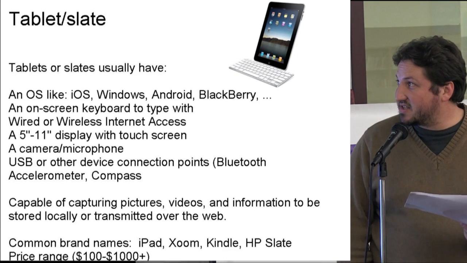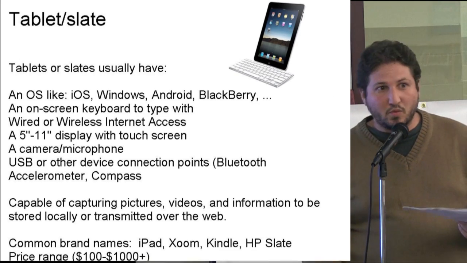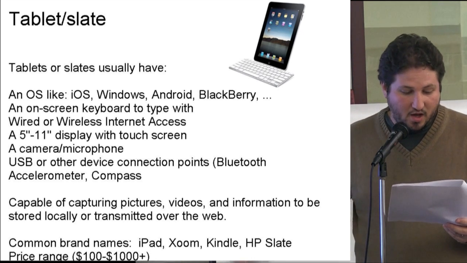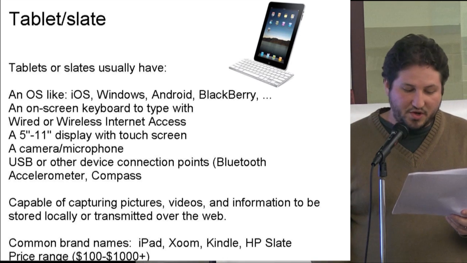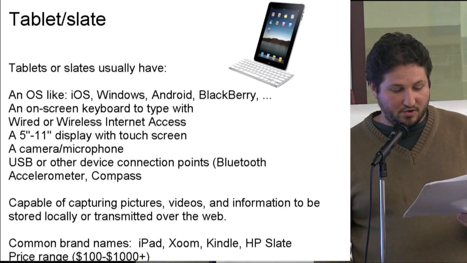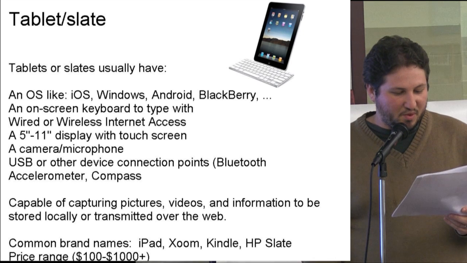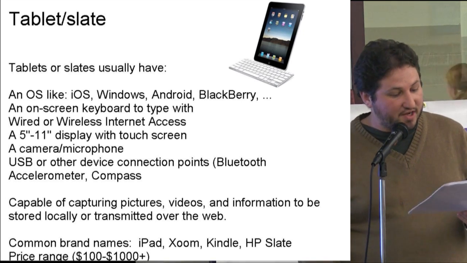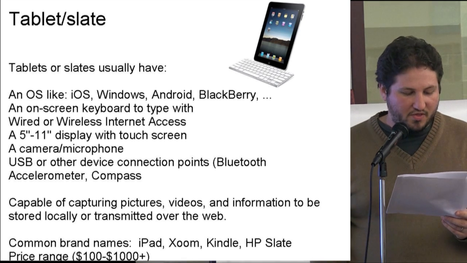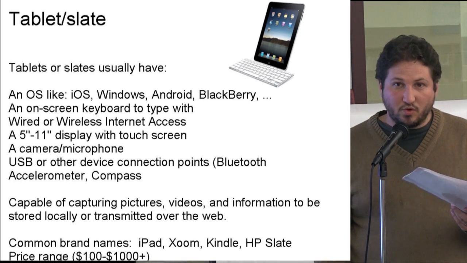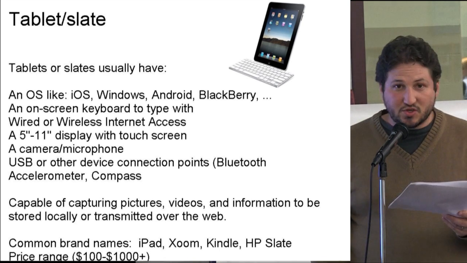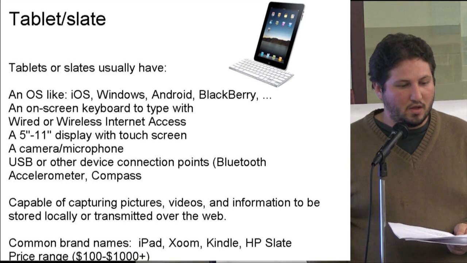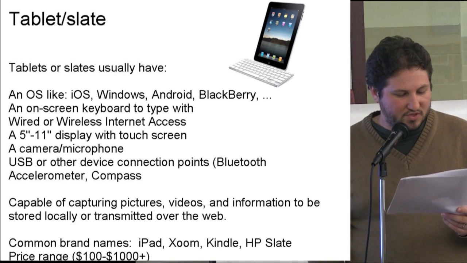As far as tablets and slates, tablet is becoming the more well-known term, though slate is still out there. They have operating systems such as iOS, Windows, Android, BlackBerry, etc. There's a proliferation of operating systems out there. They usually have an on-screen keyboard to type with, and they also have Wi-Fi, internet access, or 3G. This could also include e-readers, like a Kindle.